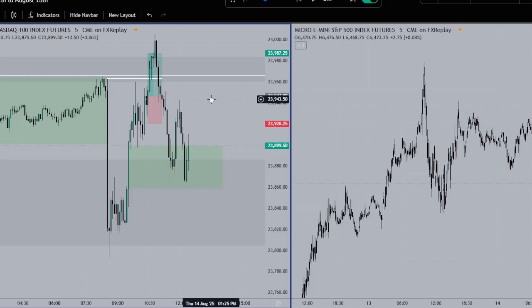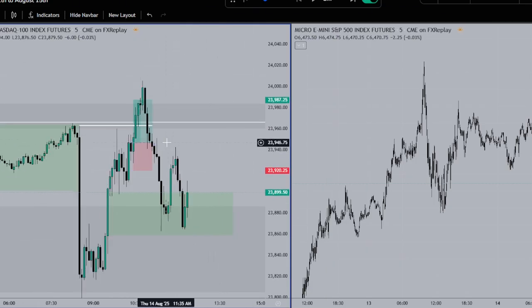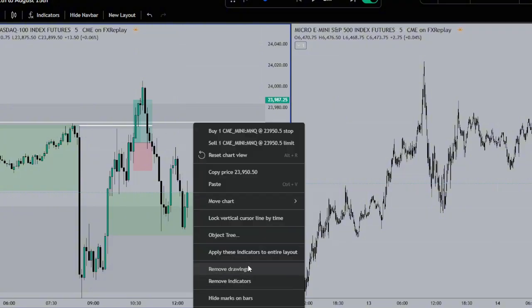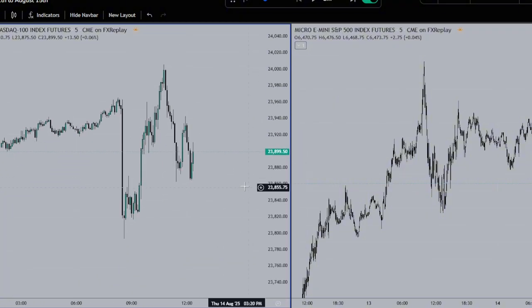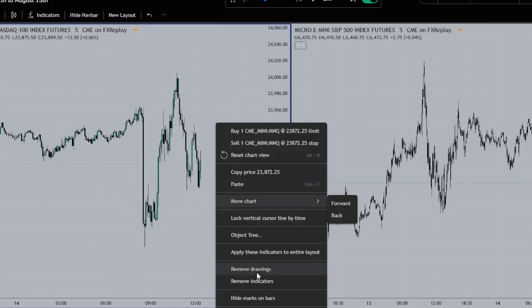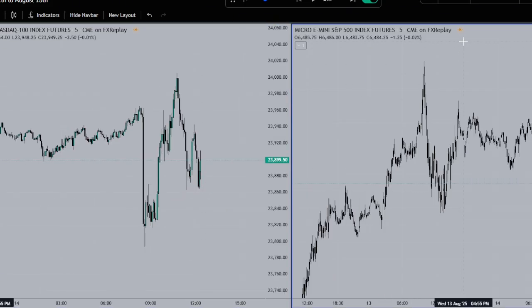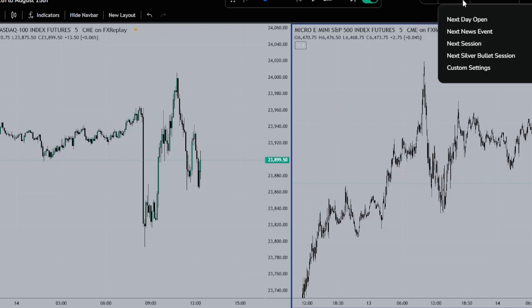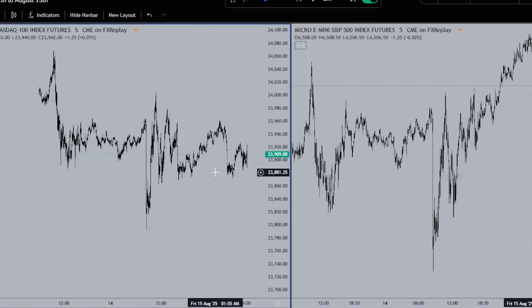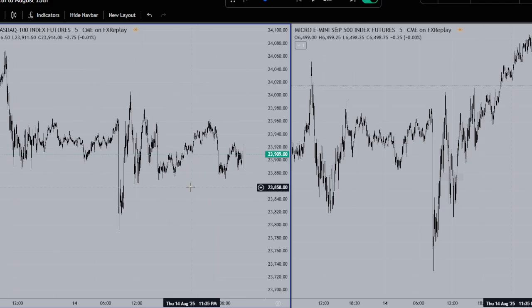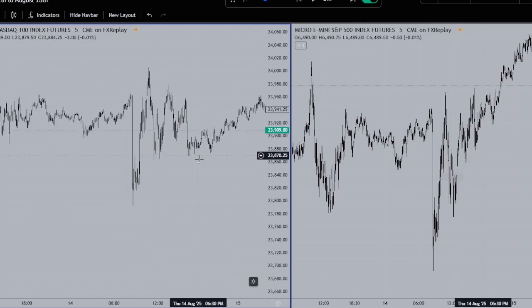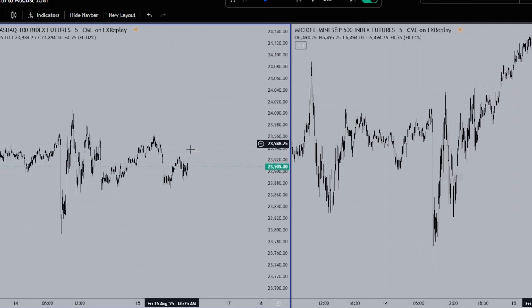Okay, so our trade played out. We didn't get tapped in. We probably should have market ordered. Right, it's all good. The idea was there. And now, for Friday, let's go, next day open. So for Friday. Honestly, it looked like a chop fest yesterday on Thursday.